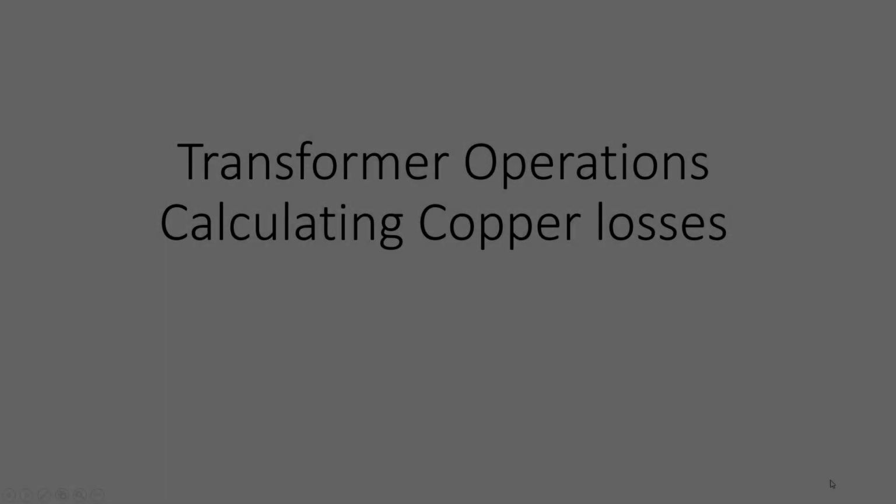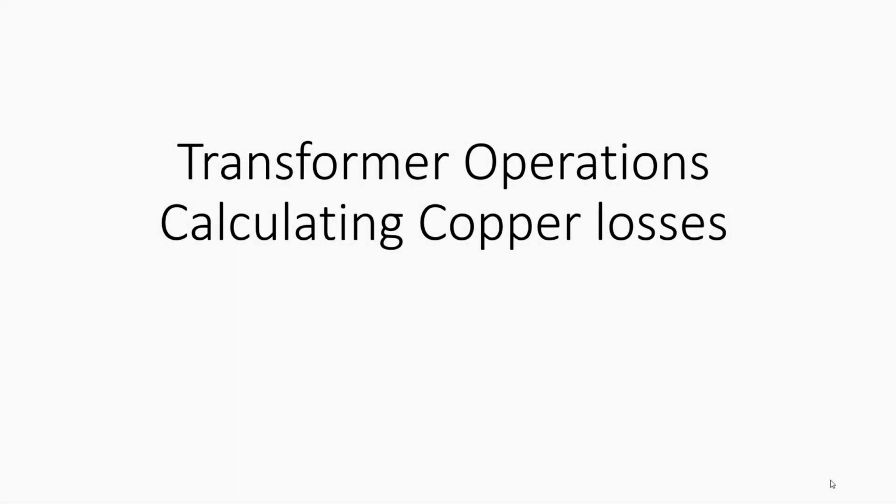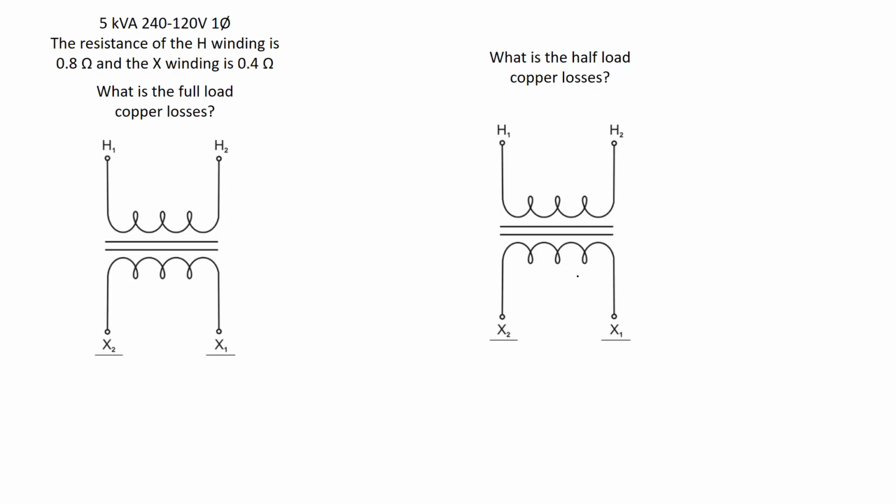We are going to look at transformers and one of the two losses that it has. The first one here is the core losses, and we know that those are fixed as long as we have rated voltage on them. So how much the core heats up due to the eddy currents and hysteresis. But the one that we don't know and we have to calculate are the copper losses. So that's what this is going to be looking at, is calculating the copper losses on a transformer.